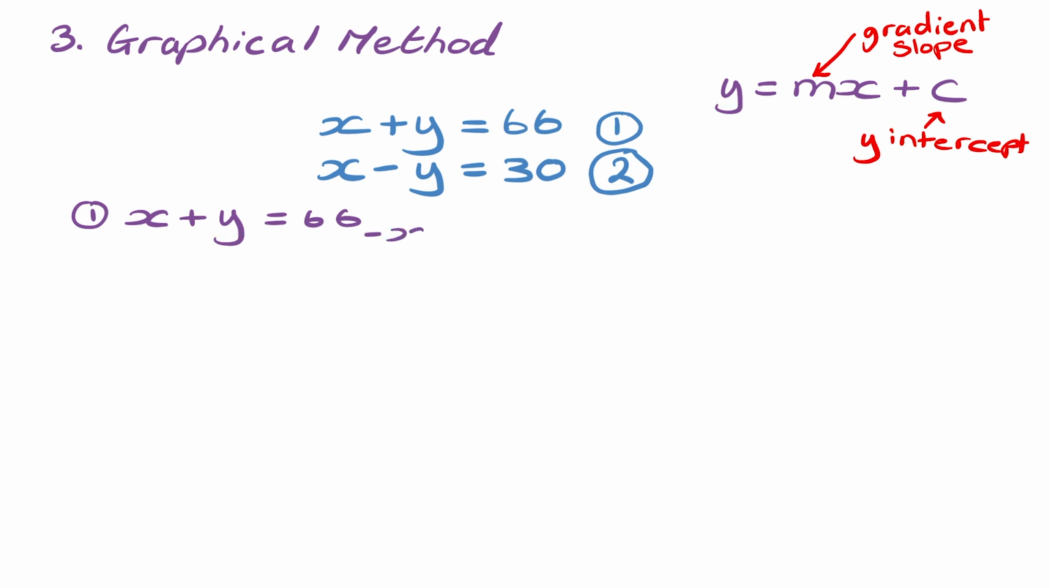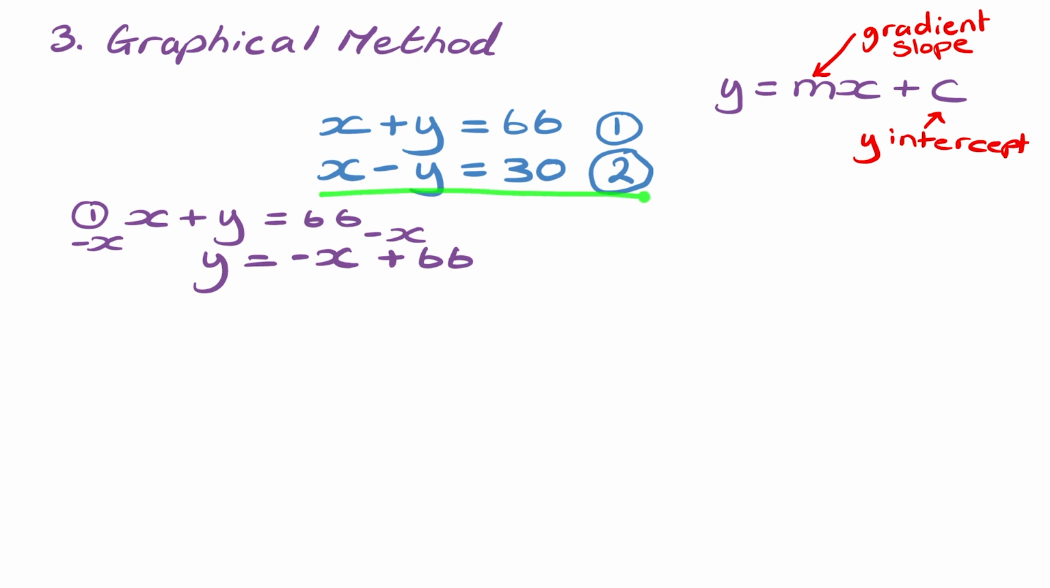We subtract x from both sides, and we end up with y equals, now because it needs to be in this form, we need x first. So we're going to write y equals negative x plus 66. So that is our first line. That's our first linear equation.